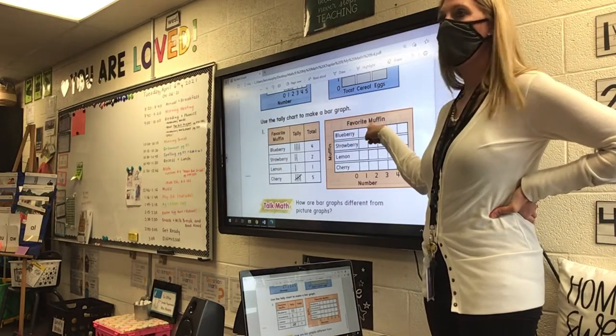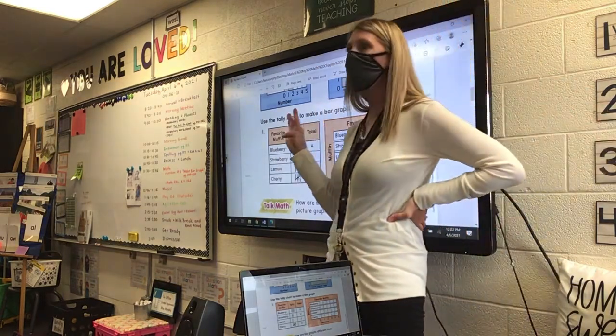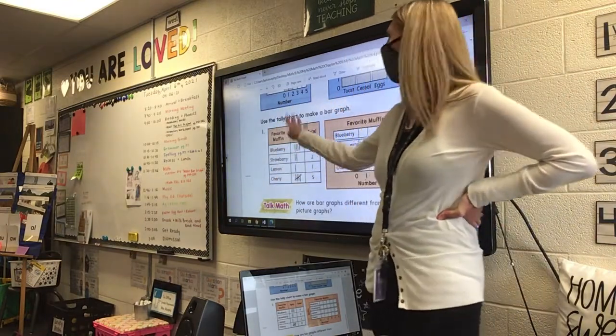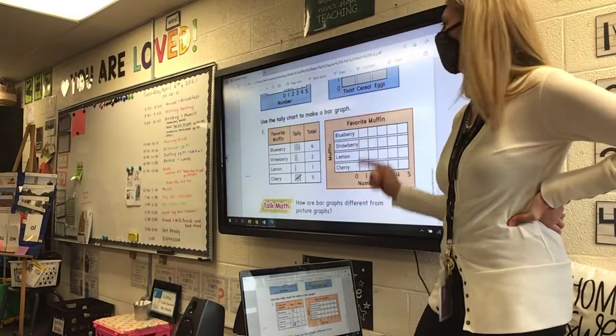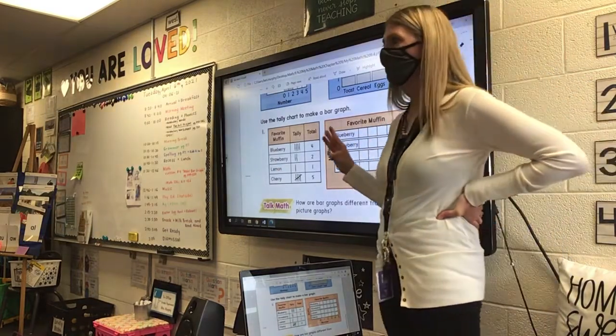Favorite muffin. So the graph is favorite muffin. What are our choices, or their choices, because we don't get to vote. What are their choices for muffins, Ingrid? Blueberry, strawberry, lemon, cherry. Good. So we have those 4 choices.